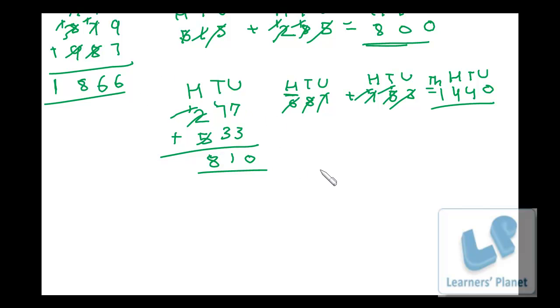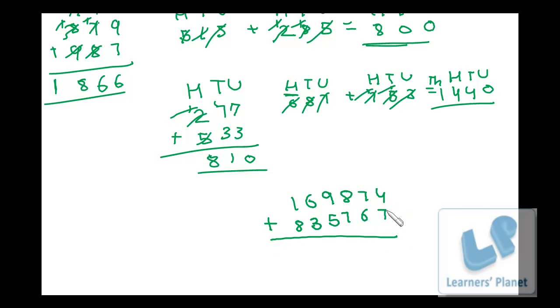Now take a look here. Suppose I have 169874 plus 835767. Alright, now we'll add them. We'll again start from the units. So the units, this is the tens, this is the hundreds, this is the thousands, this is the ten thousands, this is the lakh. Alright, so we'll add first the units.